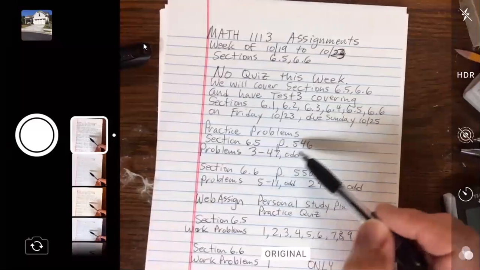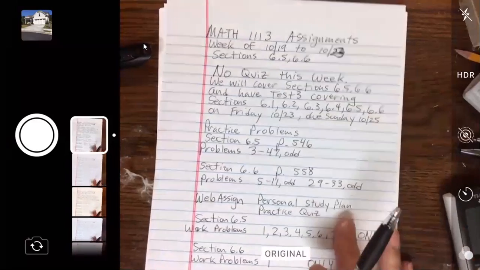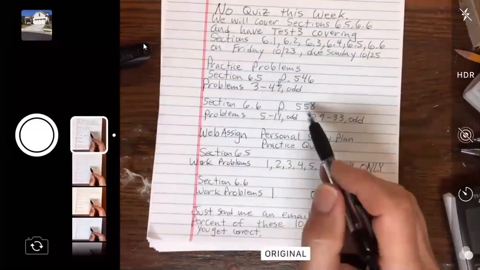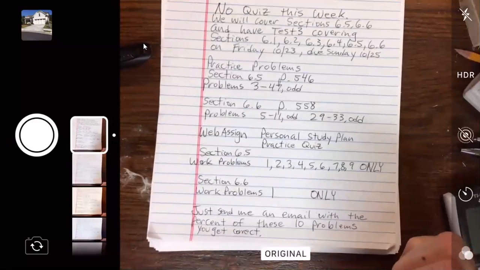Practice problems for 6.5, page 546, problems 3 to 47 odd. Section 6.6, page 558, problems 5 to 11 and 29 to 33. Just pick a few of them out. 6.6 is about harmonic motion, just a short section.